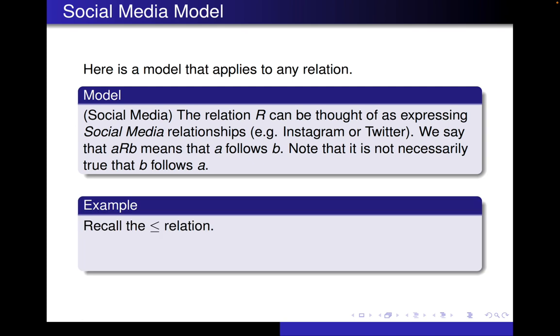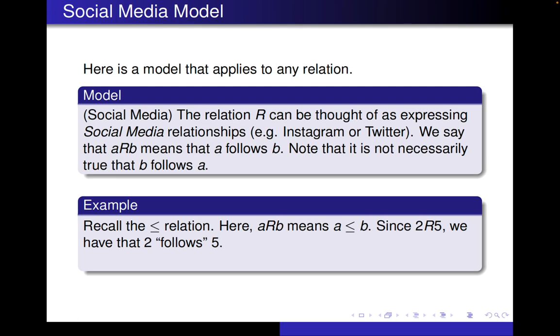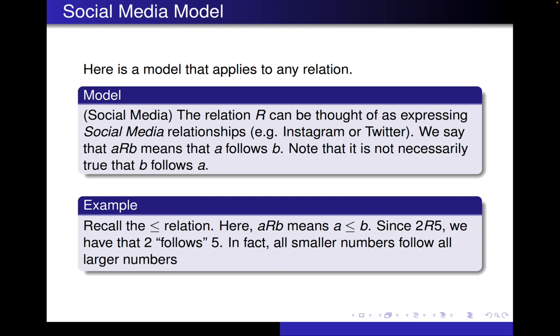All right, so let's think about the less than or equal to relationship back in the old days. Here, when we say A R B, that means that A is less than or equal to B. We know that 2 is less than or equal to 5. That means 2 R 5. And so we could think of it in our model that 2 follows 5. In fact, all small numbers follow all the larger numbers, but not the other way around. So 5 does not follow 2.